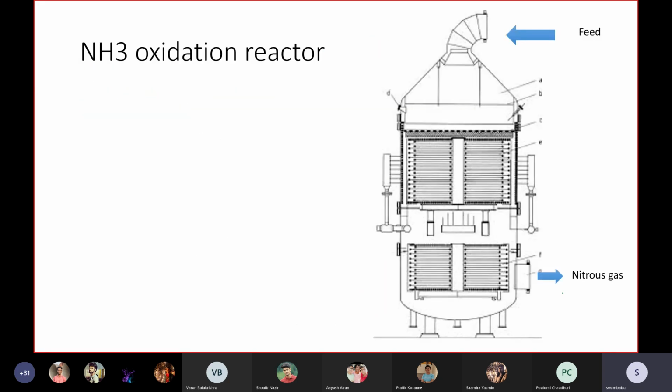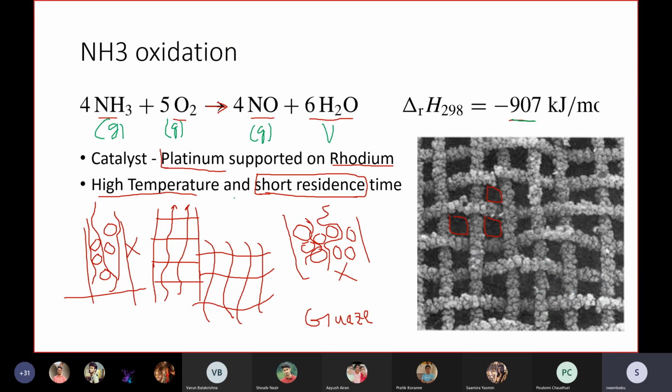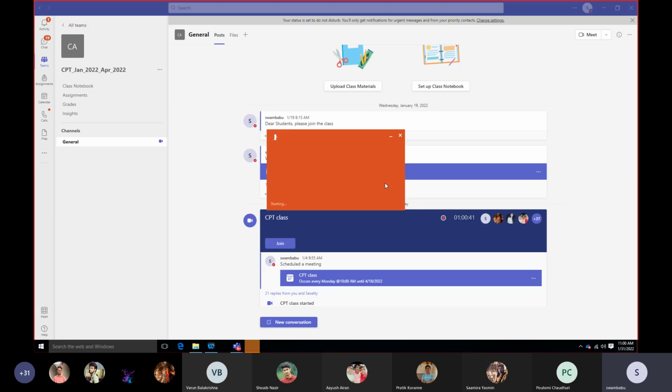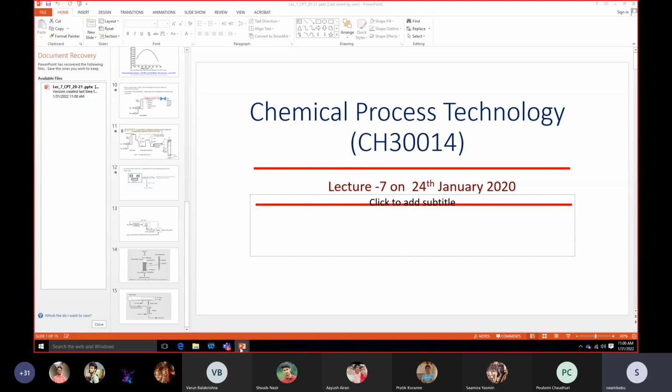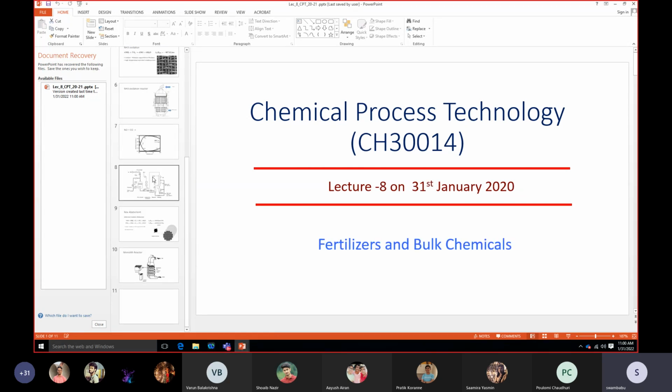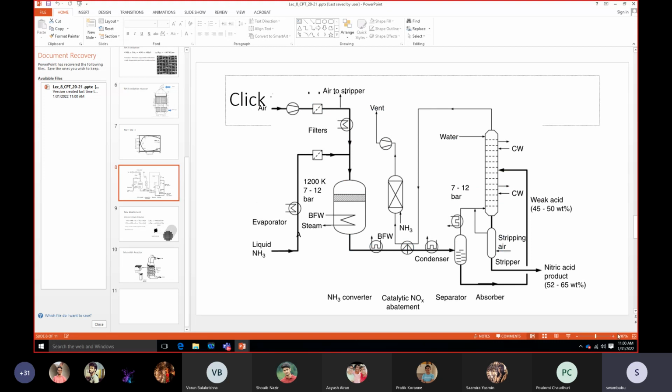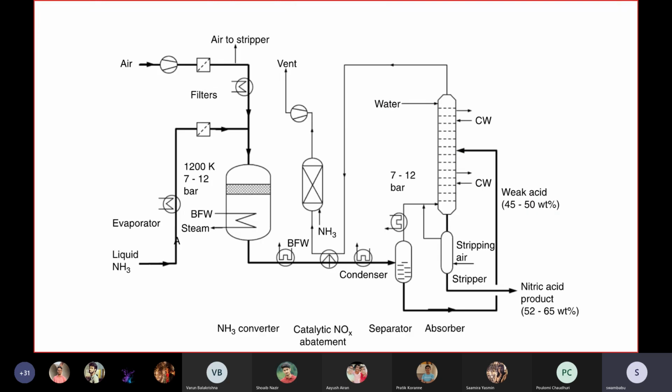Since water is one of the products here, we will get a concentration of 65 to 70%. So that way we will get 52 to 65% concentrated nitric acid. This much concentrated nitric acid we are able to produce using this ammonia oxidation process.